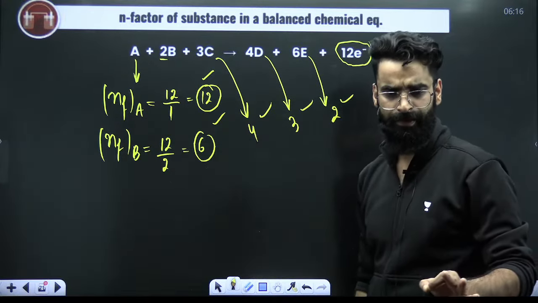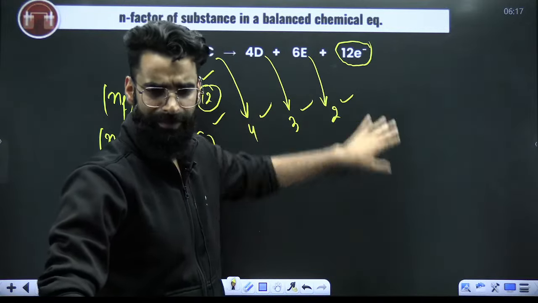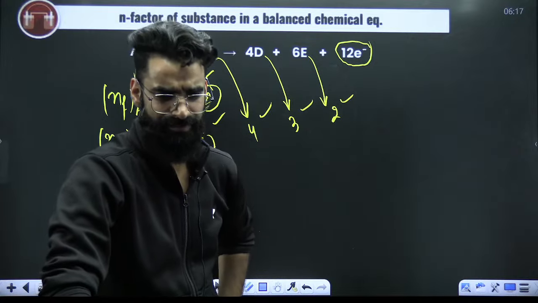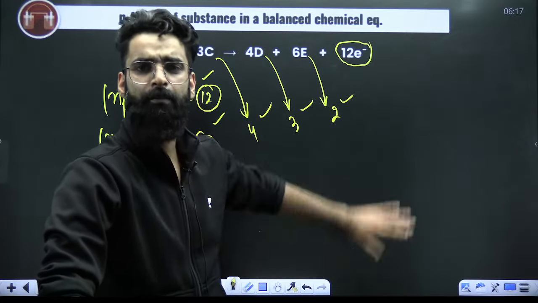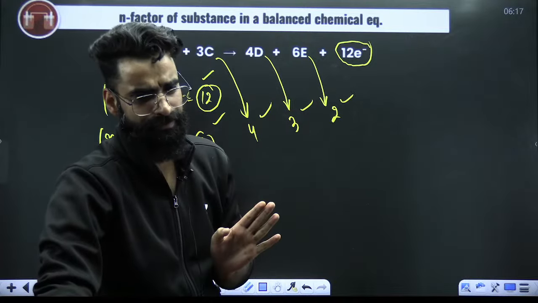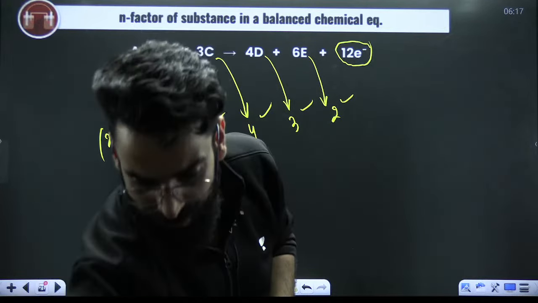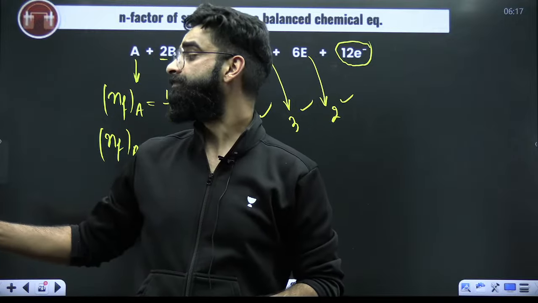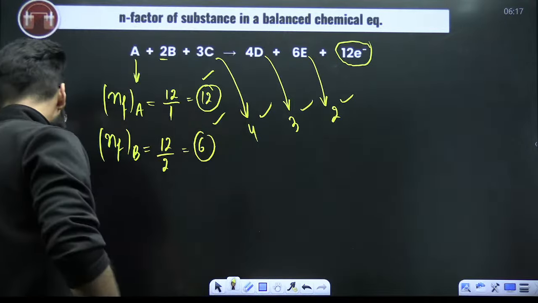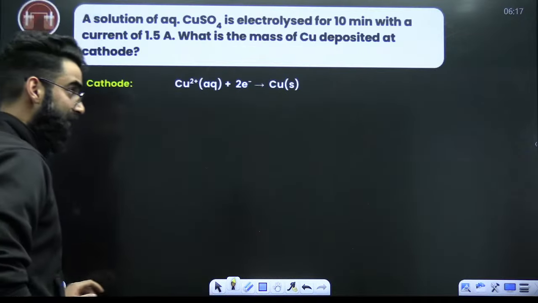So basically, whenever you are given a balanced chemical equation, you can easily find the n factors of different substances. What you have to do? Moles of electrons exchanged divided by the stoichiometric coefficient of the reactant or product whose n factor is to be calculated. Now, why am I telling you this? See guys, the types of questions will make you understand why I am telling you all these things.